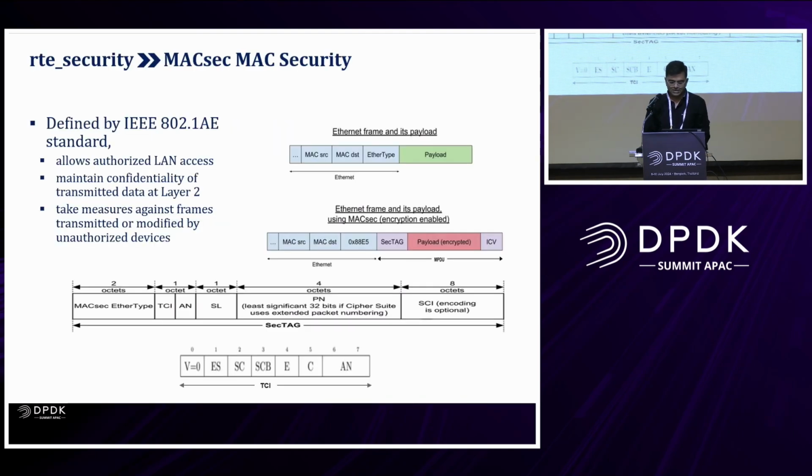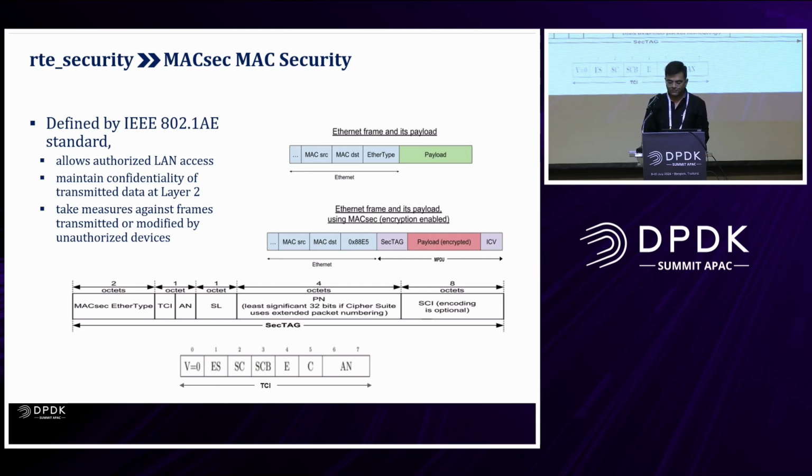So first is MACsec, or the MAC layer security protocol. It is defined by the IEEE 802.1AE standard. It allows authorized LAN access and maintains confidentiality of data at layer 2. It may also drop packets which are modified or from unauthorized sources.